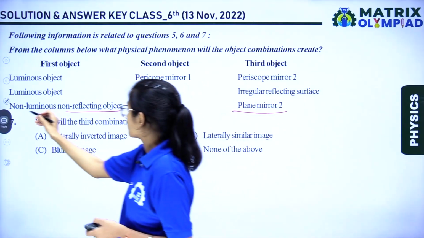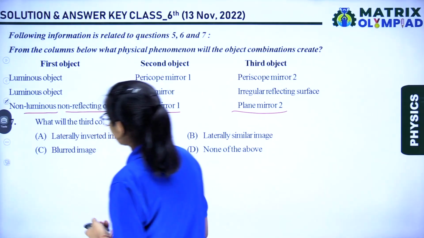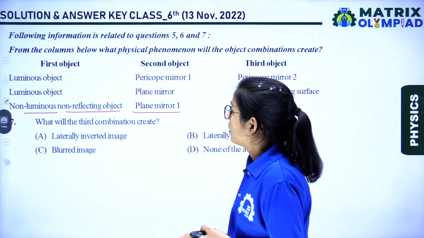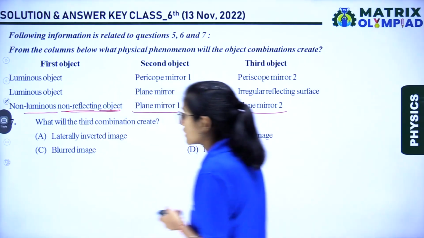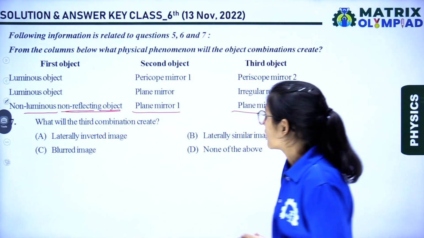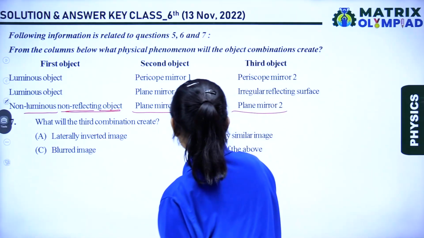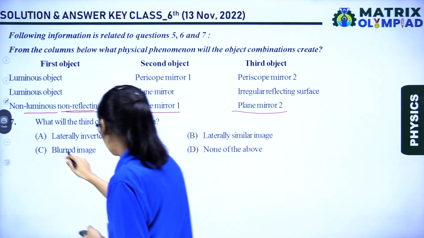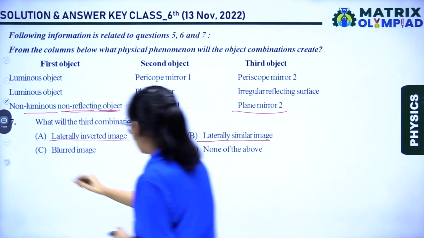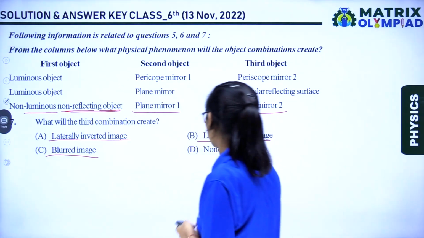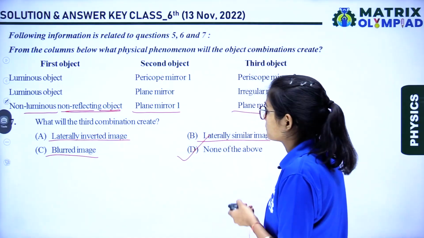So if that object is non-luminous, that means it can't emit light, and second, it is a non-reflecting object. So we can consider it a black body, and we can say no image will be formed. It is not an inverted image, not a similar image, and not a blurred image. So for the seventh question, our answer will be option D.